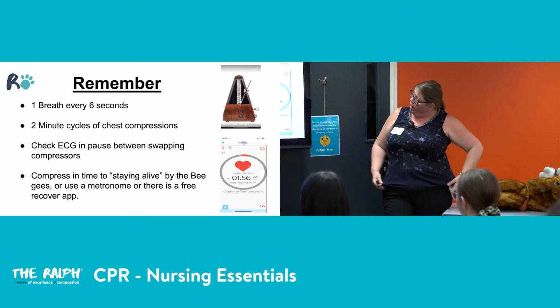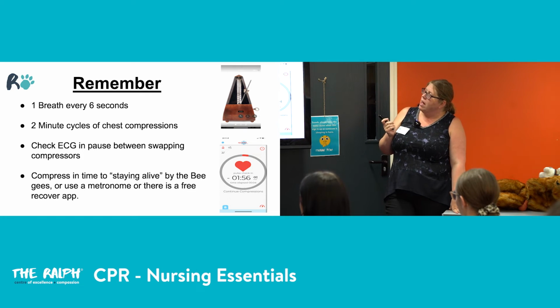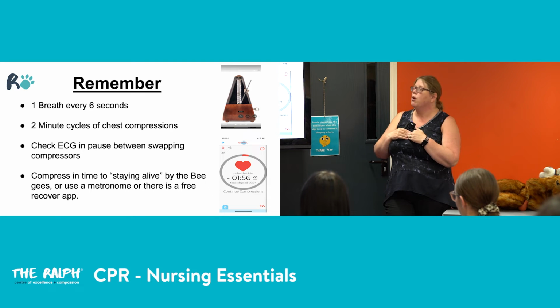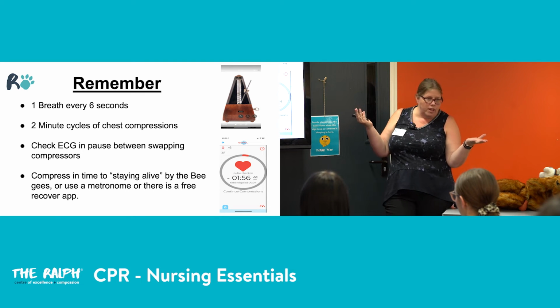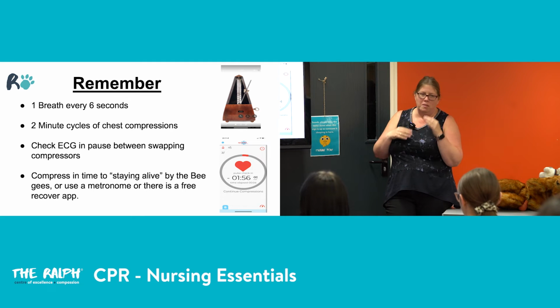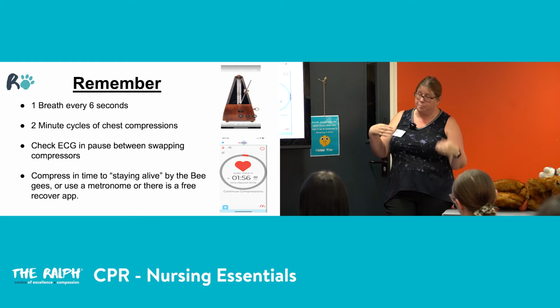Right. Okay, so just a little reminder of what we just said. 1 breath every 6 seconds. 2-minute cycles of chest compressions. Each time between swapping chest compressors, we will say ECG check or something like that, and we'll still stop literally 5 seconds to look at what the ECG is telling us, and then we start again.